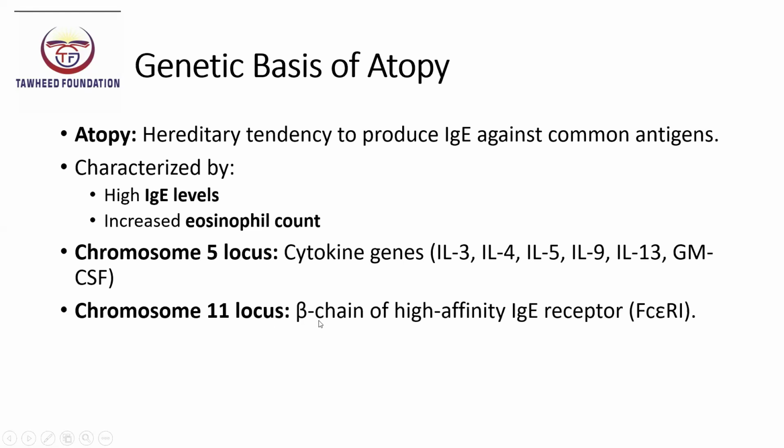Chromosome 11 locus is linked to the beta chain of the high affinity IgE receptor, that is FcεRI, on mast cells and basophils. These genetic factors explain why some people are more prone to allergies and why allergic reactions often run in families.